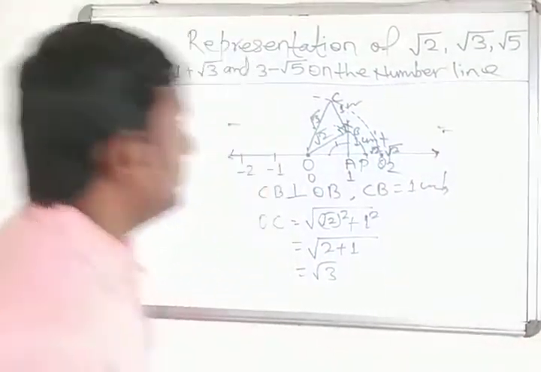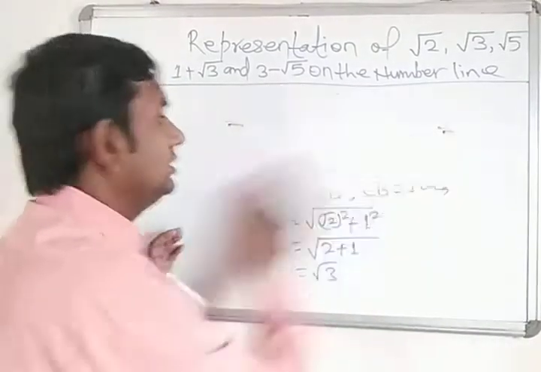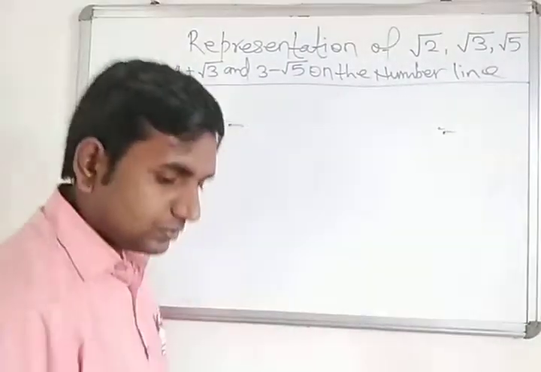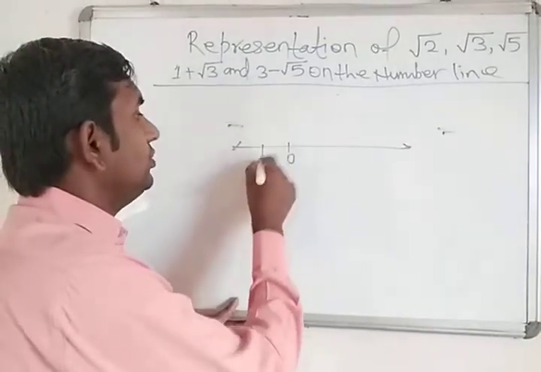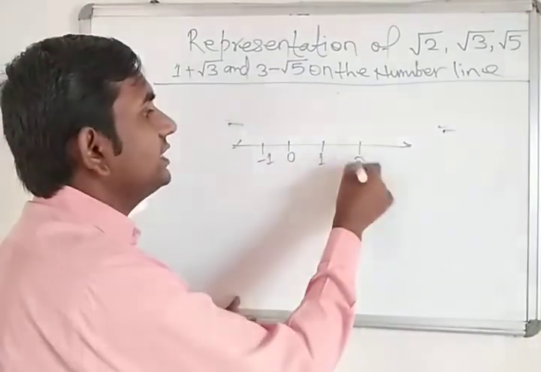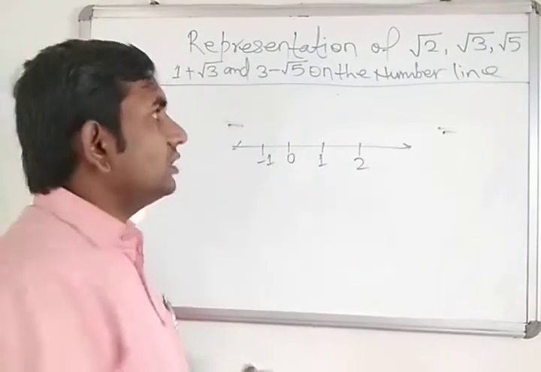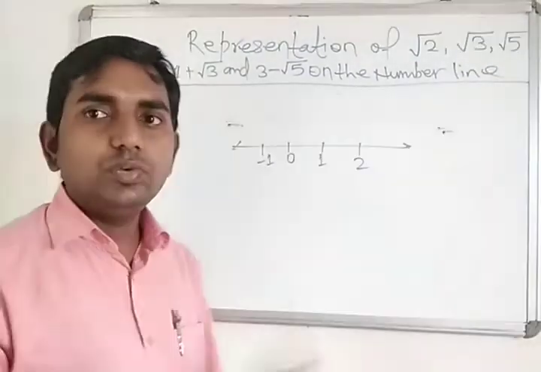Now if you want to represent under root 5, then in another construction we take a number line. Here is 0, minus 1, here is 1, and here is 2. Here we have to take 2 unit length.